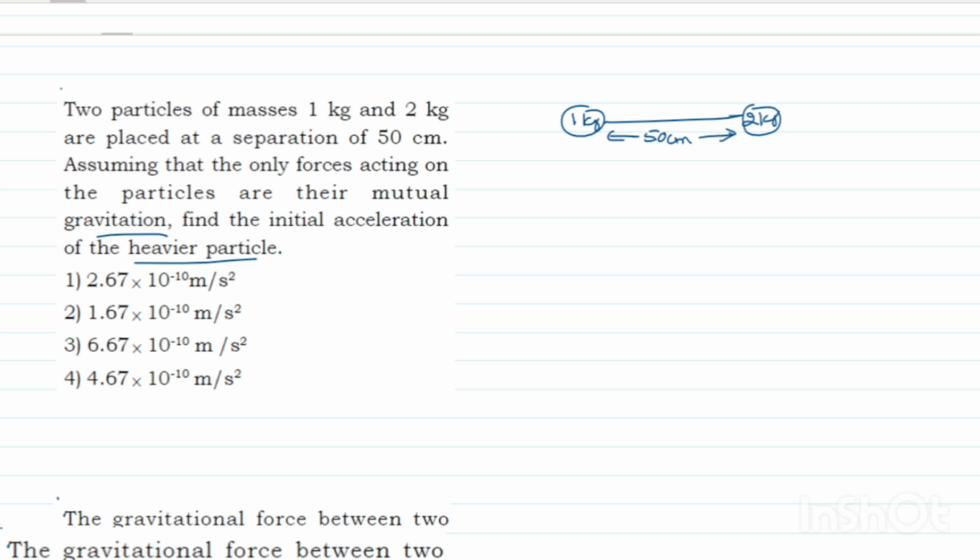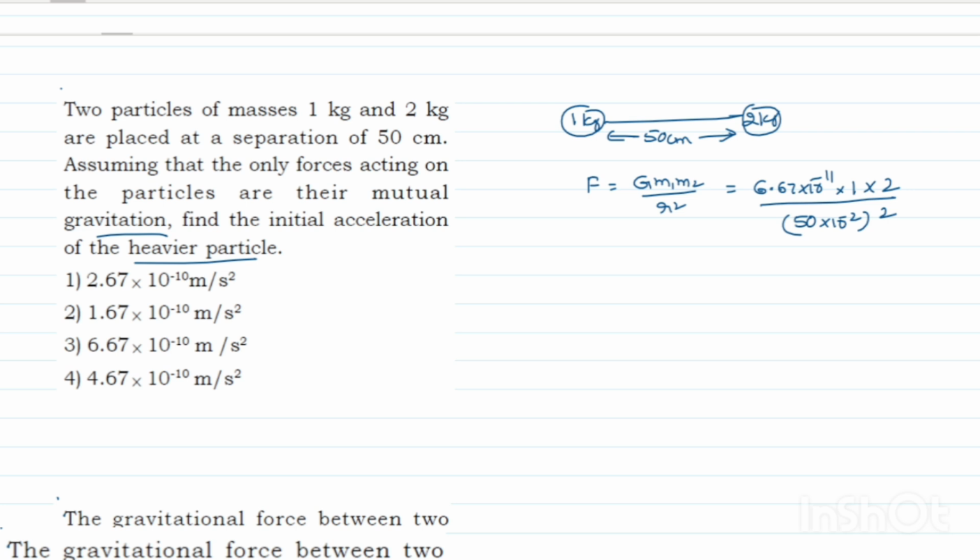Now the separation is 50 centimeter, assuming that the only forces acting on the particles are mutual gravitational forces. The force of attraction between these two masses will be F equals G m1 m2 by r square. So the G value is 6.67 into 10 power minus 11. Masses are 1 kg into 2 kg by the distance of separation, 50 centimeter, which you have to convert, 10 power minus 2 whole square.